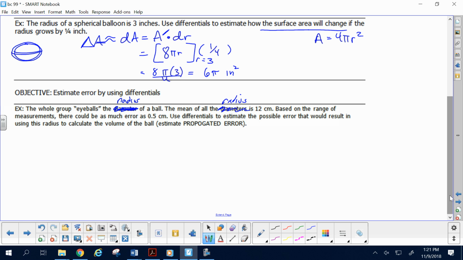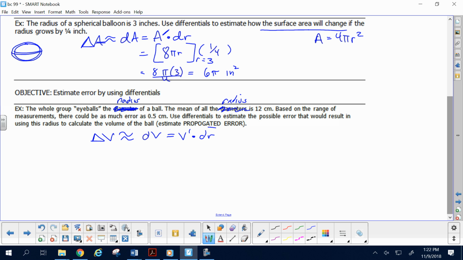So everybody has this ball, and they looked at it and took a guess at what they felt the radius was. And they all felt it was 12 centimeters, or the average of all the guesses was 12 centimeters, right? But because we're all guessing, there could be as much as 1/2 centimeter off, or the standard deviation. So based on differentials, estimate the possible error that could result if we then used our guess at the radius to calculate the volume. Now we're trying to estimate the true error, or how much the volume could be off by. That's delta V. And we're estimating with the differential dV. dV comes from two things: the rate at which the volume is changing at the instant, or V prime, times the amount that the radius could be off by, dr.